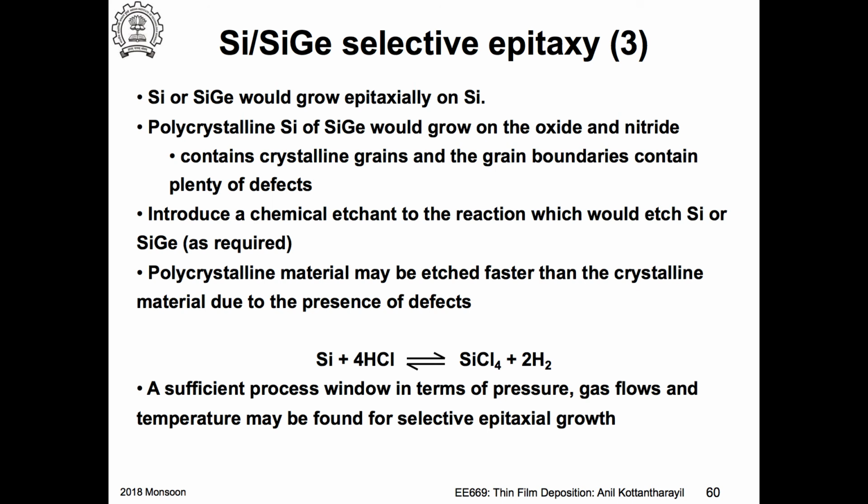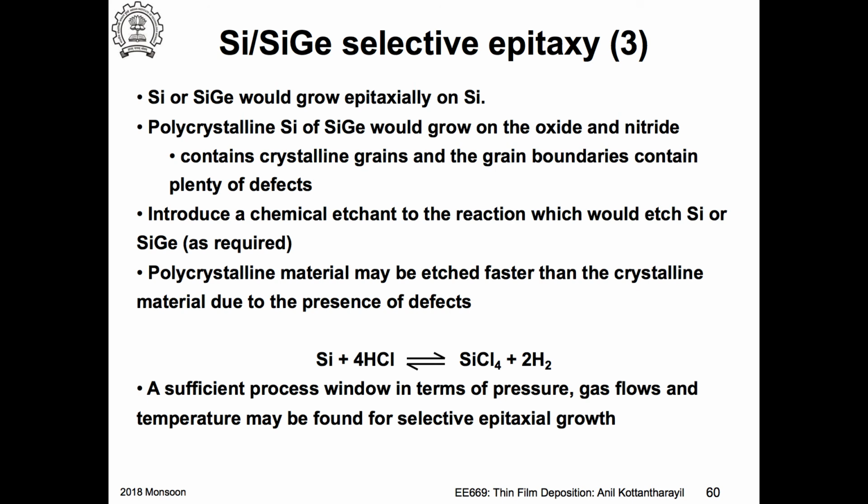So silicon or silicon germanium would grow epitaxially on silicon, right? Polycrystalline silicon or silicon germanium would grow on the oxide and nitride. So this contains crystal grains, and grain boundaries contain plenty of defects. So the approach is to introduce a chemical etchant to the reaction which would etch silicon or silicon germanium as required. Okay, so that is what we are going to do.